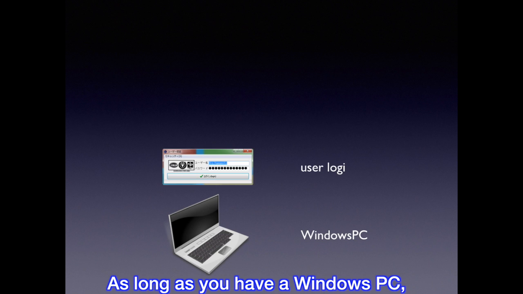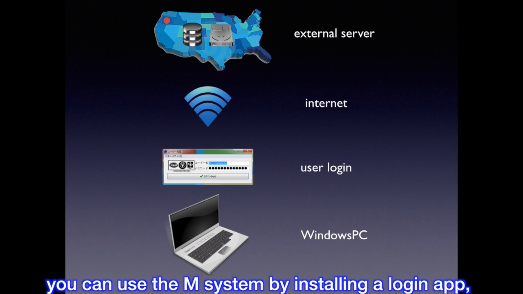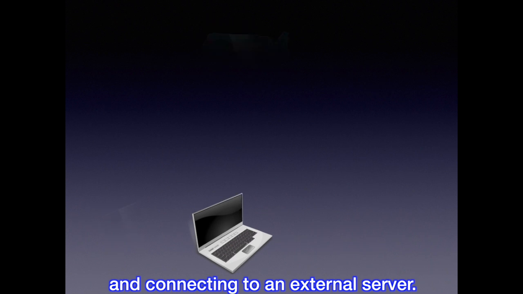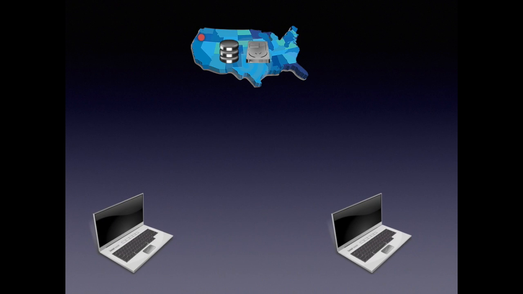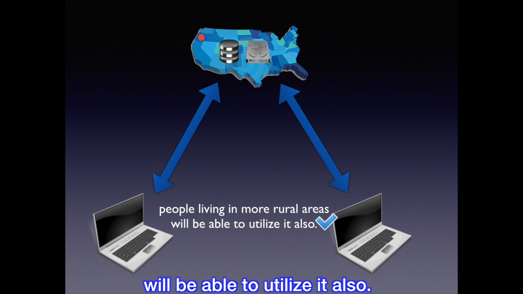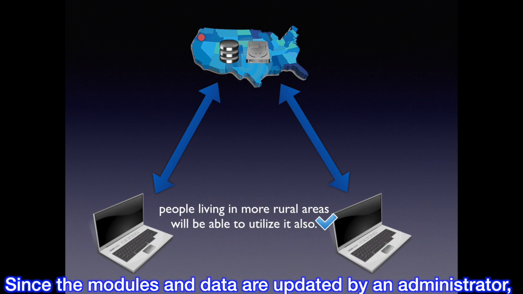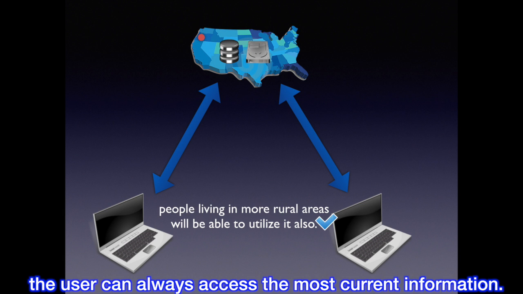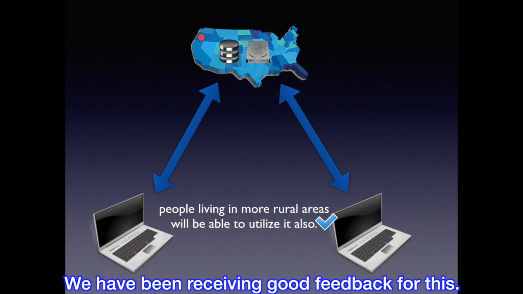As long as you have a Windows PC, you can use the M system by installing a login app and connecting to an external server. Therefore, people living in more rural areas will be able to utilize it also. Since the modules and data are updated by an administrator, the user can always access the most current information. We have been receiving good feedback for this.